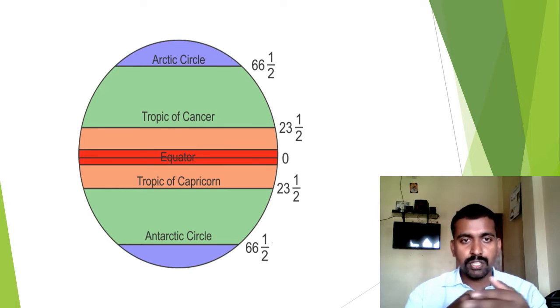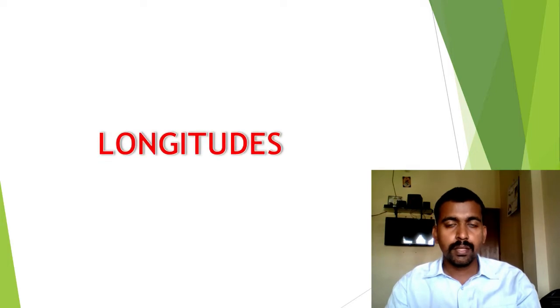Let us go through it once again. Tropic of Cancer and Tropic of Capricorn are at 23 and a half north and south. Arctic Circle and Antarctic Circle are at 66 and a half north and south. These are the four important other latitudes. We had discussed the latitudes just now. These latitude lines were parallel to the equator.